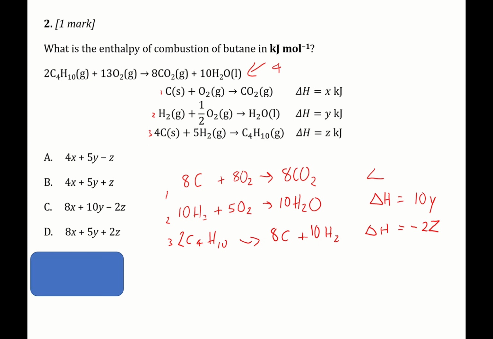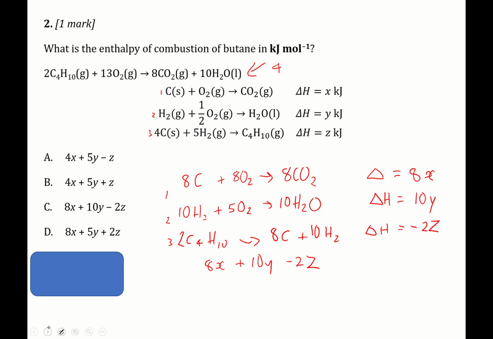Okay, let me just make sure this is working. So it's 8x. Now let's add these values up. So we would be saying 8x plus 10y minus 2z. Okay, so we've got our initial equation.